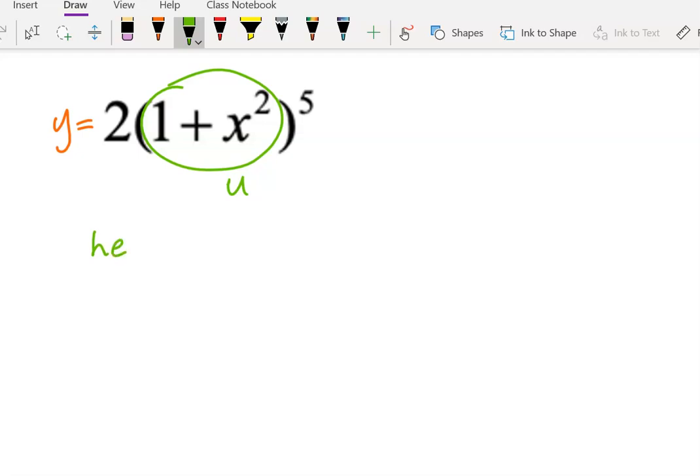So let's say let u be 1 plus x squared. It doesn't harm for you to write down x squared plus 1. It's exactly the same, but I would stick to exactly the way that is written in the question. If I did this, I will write y in terms of u now, because 1 plus x squared has been replaced with u, which is now twice the u to the power 5.